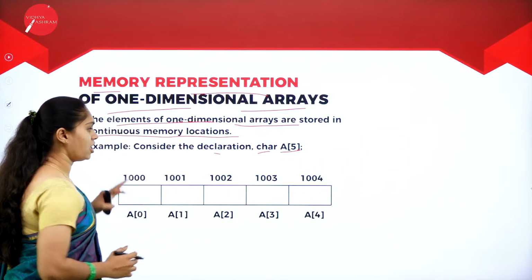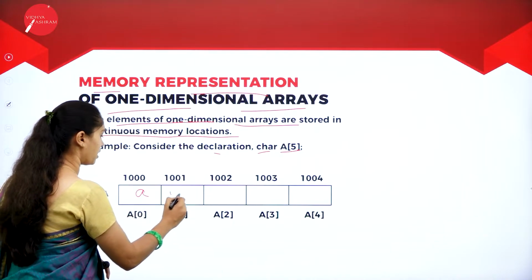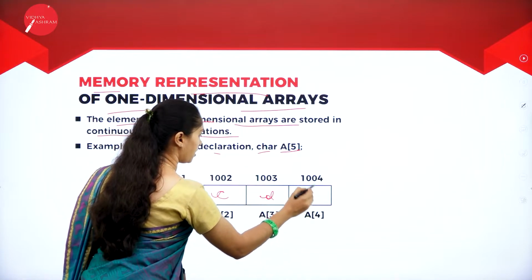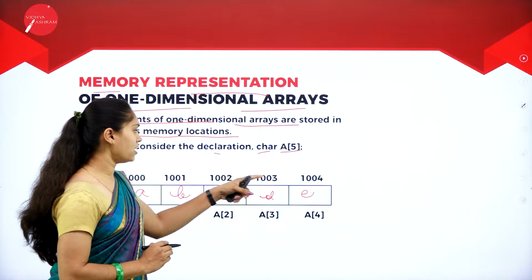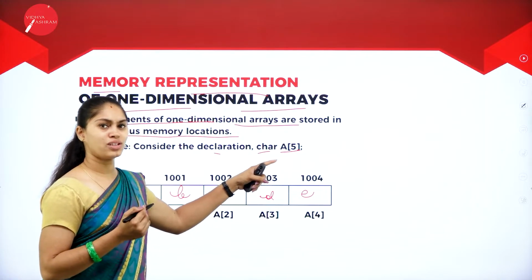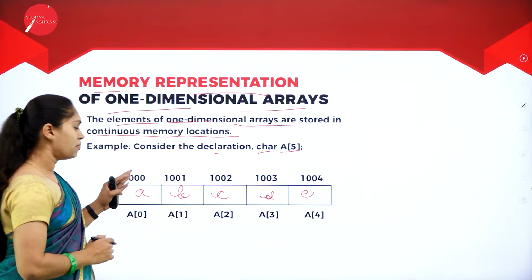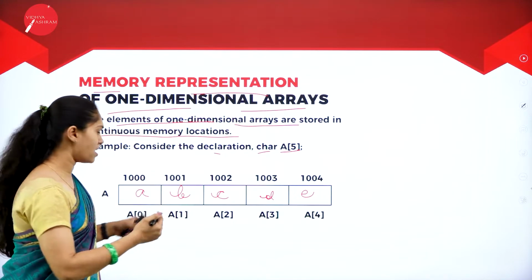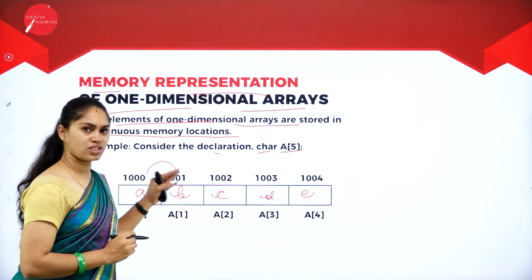So here you can see the memory representation. I have to fill in the values. Let me consider A, B, C, D and E. These 5 are the elements of my array called capital A and its size is 5. Then how can I get to know the memory allocation? It will be in a continuous manner. So if the memory address of the first element is 1000, then what is the next memory address? That is 1001.